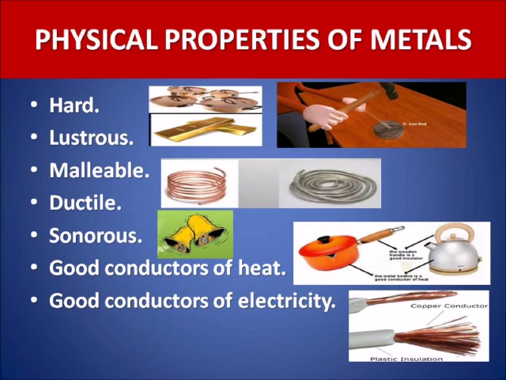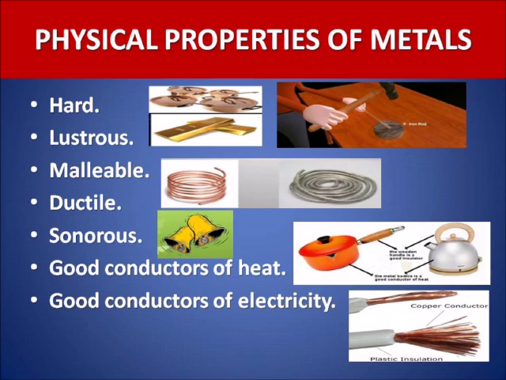After all this, we can say that some materials are hard, lustrous, that is they have shine, malleable, that is they can be beaten into sheets, ductile, that is they can be drawn into wires, sonorous, that is they produce sound, and they are good conductors of heat and electricity. The materials which generally possess these properties are called metals. I hope all these properties of metals are clear to you. I have shown certain pictures related to the physical properties of metals on the screen.